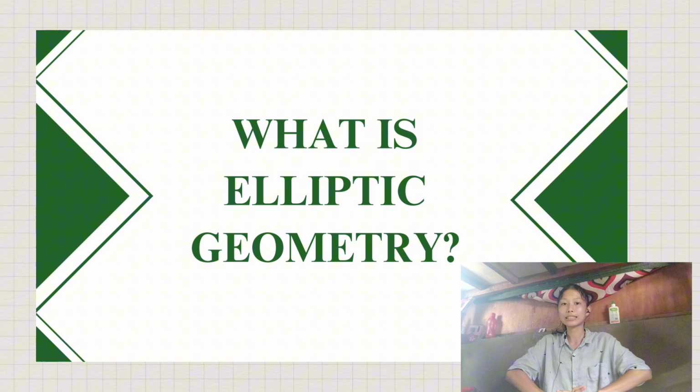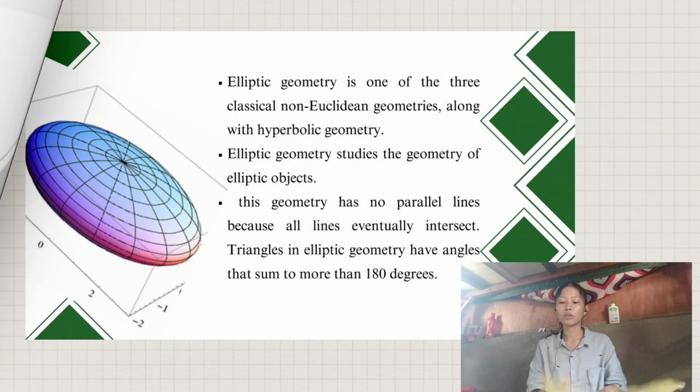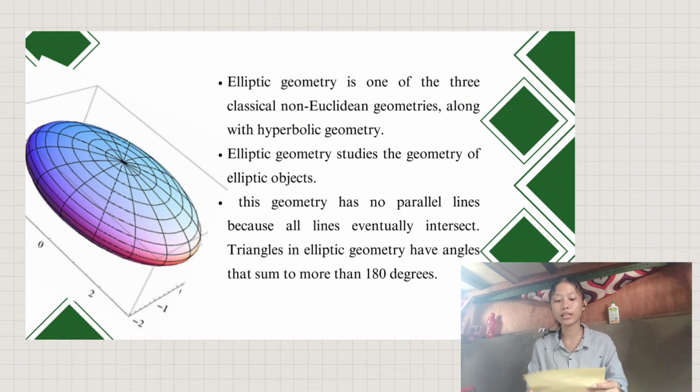So first, what is elliptic geometry? Elliptic geometry is one of the three classical non-Euclidean geometries, along with hyperbolic geometry and spherical geometry. Elliptic geometry studies the geometry of elliptic objects. As you can see on the left side, there is a figure, and that figure is an example of an elliptic object.